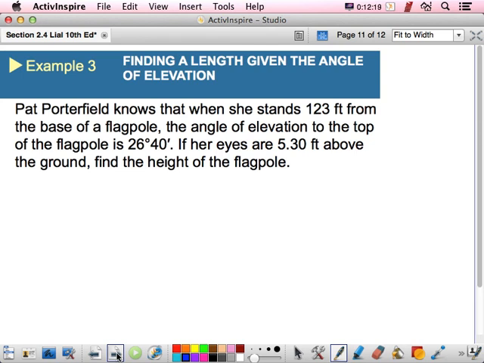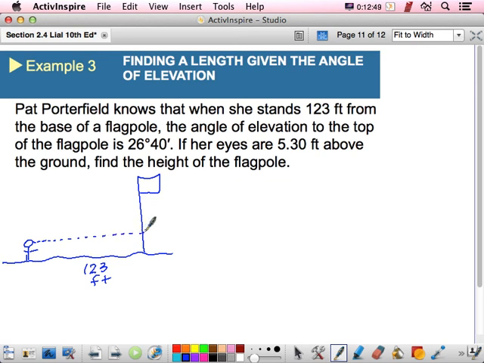She's standing on the ground. All right, let's let this be the ground. Here's the ground. Here's Pat. Pat Porterfield. Pat doesn't have legs, but whatever. Somewhere over here, how far over here? 123 feet. There's a flagpole. Right? Her eyes are here. So here's horizontal from her eyes. Do you see that? To look at the top of that flagpole, she has to look to right there.